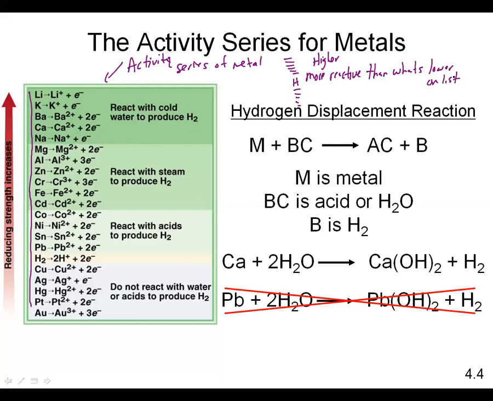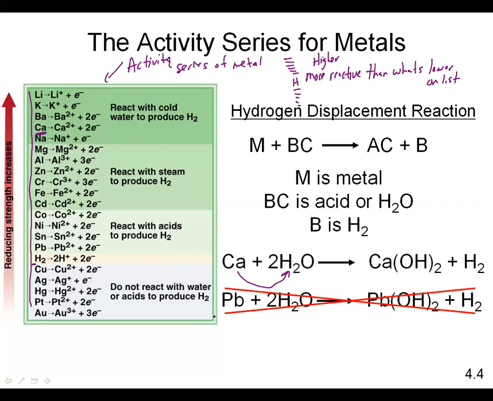So that means anybody higher on the list will replace somebody in a single replacement reaction by somebody lower on the list, and vice versa. If somebody's lower on the list, it will not replace anybody higher on the list. So when we look at calcium and water, calcium is up here, and calcium would be coming in to replace hydrogen. And again, it's higher on the list than hydrogen, which is down here. So this reaction will take place.